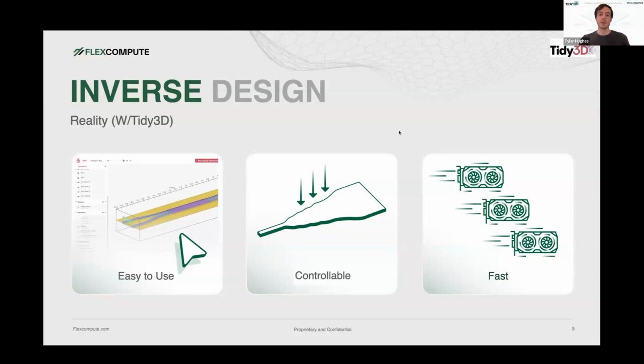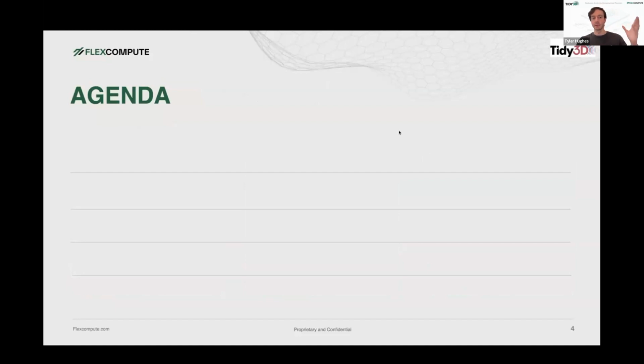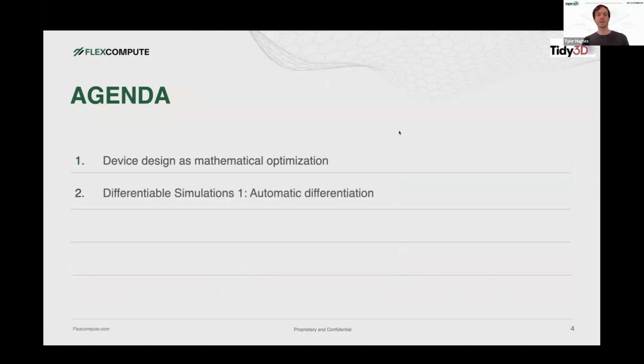As an introduction, in my talk today I'll first talk about setting up or thinking about photonic device design more mathematically, as a mathematical optimization problem, which is the way you need to think for inverse design. Then I'll spend two sections talking about the concept of differentiable simulations. First, a concept called automatic differentiation, which is how we compute derivatives of very complicated objective functions for inverse design. Then something called the adjoint method, which connects automatic differentiation to the FDTD method to efficiently compute the derivatives.